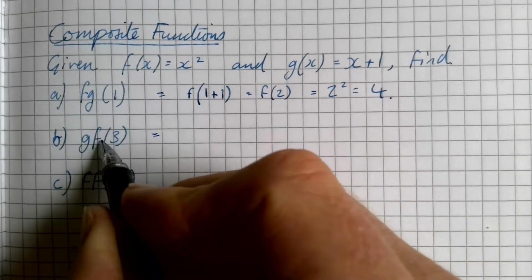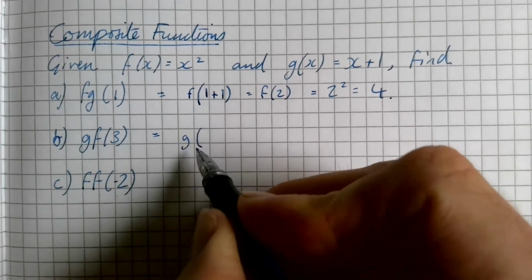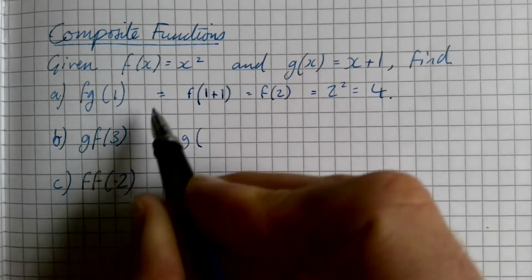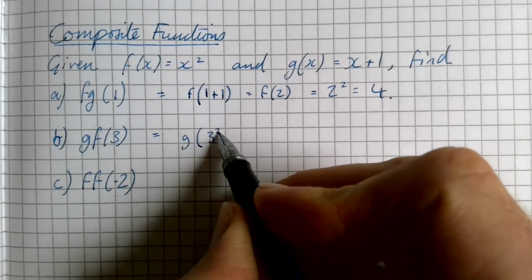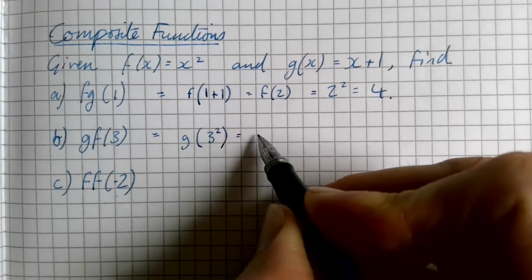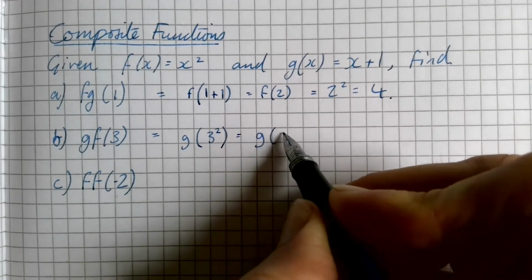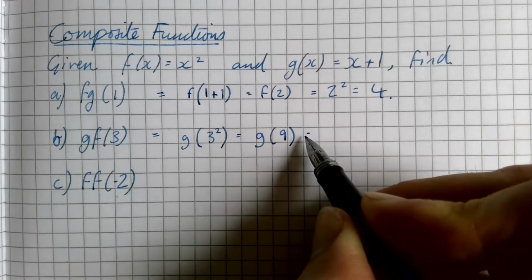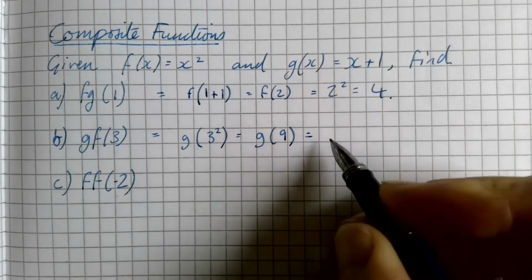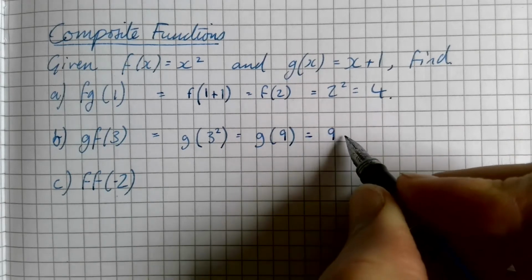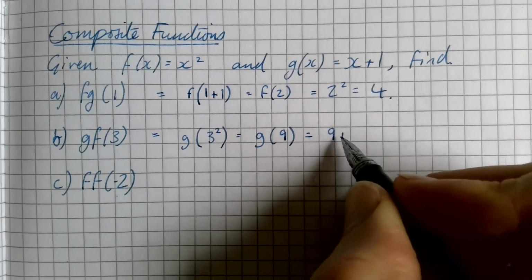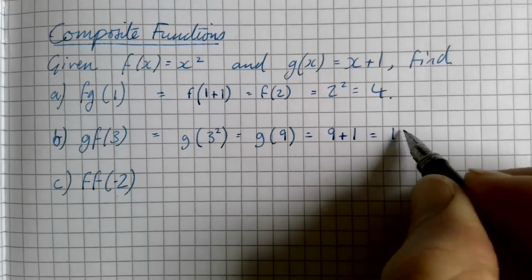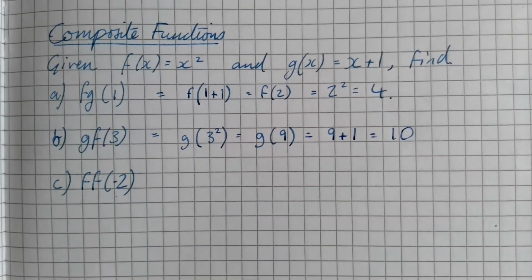On the next one then, we're going to do F first and then put that through G. So if it's 3, we're going to do 3 squared. So we're going to do G for 3 squared, which is 9. So that means that we're going to put 9 in as our value of X and then add 1 to it, which gives us 10.